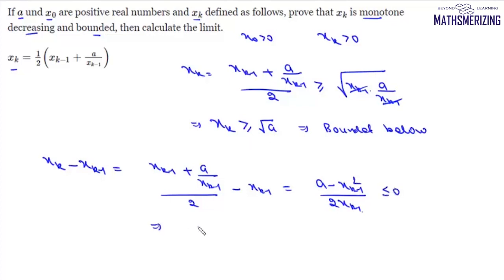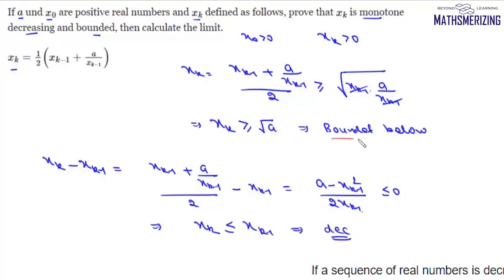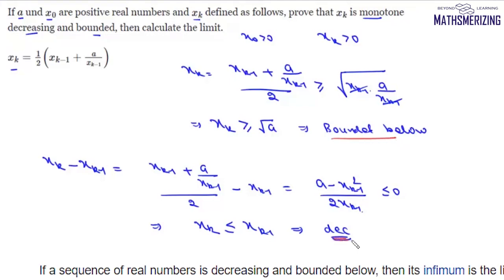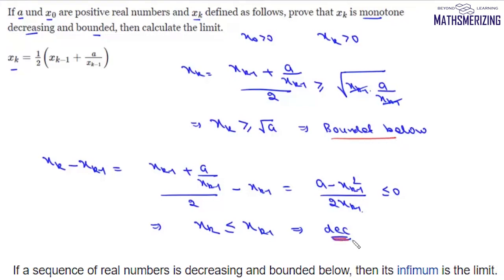So from here we can say this x_k should be less than x_{k-1}. That is, this sequence is a monotone decreasing sequence. Now the sequence is bounded below and it is a decreasing sequence. That means the sequence converges. So if it converges, let us say it converges to limit L.